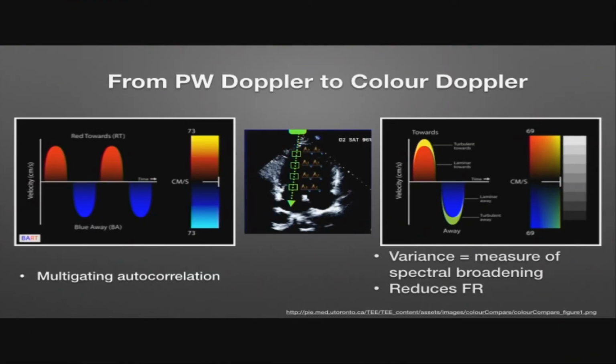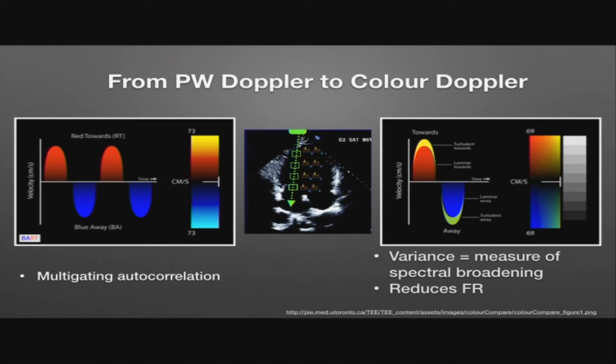You can have something called variance, which is shown in this cartoon on the right, which is essentially a way to get a measure of spectral broadening, or whether you're getting lots of multiple different velocities happening around that area. So it gives you an idea of chaotic flow, if you like. One of the problems with doing this is that it needs to have more processing done, so this is going to reduce your frame rate.